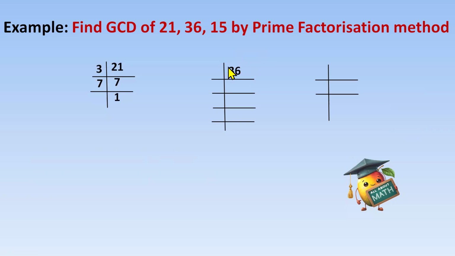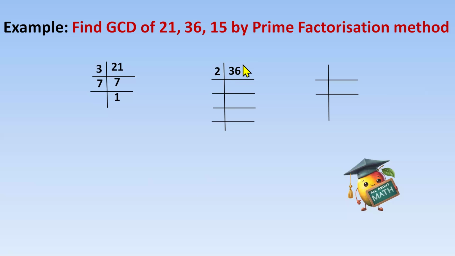Now I'll write 36 in the block. Again check. 36 comes in 2 table. How will you know? It is an even number, or the last digit is 0, 2, 4, 6, 8. For this, you need to learn the divisibility rules as well. I'll share the link in the description for divisibility rules so that you can remember them. 36, the even number, will come in 2 table. So I'll write 2 here because it's coming in 2 table.